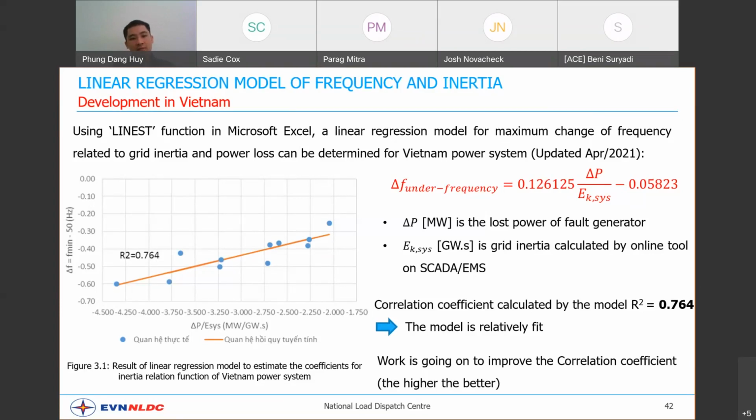So the quality of that line is determined by the correlation coefficient, which in our case is about 0.76, and it is the best if it can be near to the value of 1. And we also have work going on to improve this correlation coefficient. Go ahead, please.